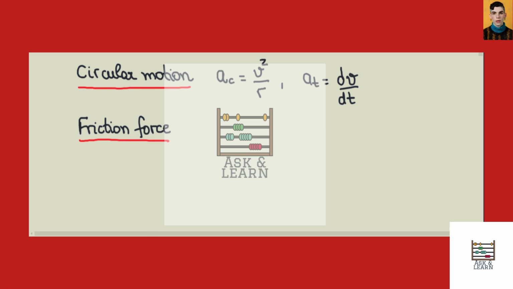About friction force, we need to know that there are two types of friction force, static and kinetic. For the static friction force, it can vary from 0 to a maximum value that is equal to the coefficient of static friction, μs, times the normal force that the surface exerts on the object.